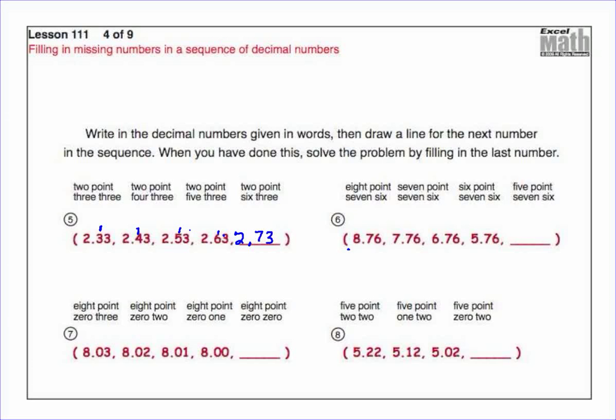Number 6, 8.76, 7.76, 6.76. And here you see that we have the ones place that's changing every time. It goes 8, 7, 6, 5. So this is going to be 4.76.